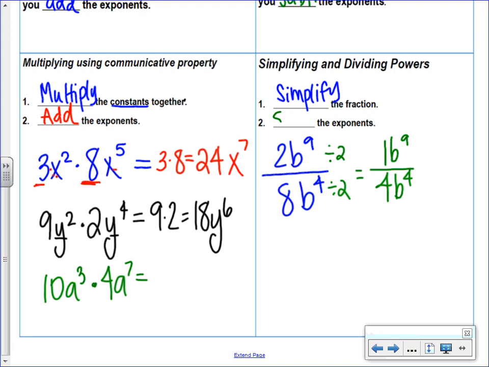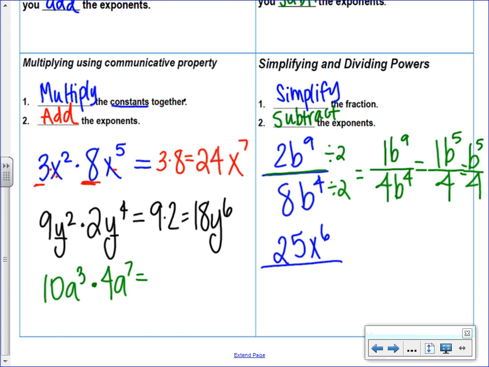Next, I'm going to subtract the exponents, because I'm dividing, because a fraction bar means to divide. So 9 minus 4 is 5. So you have 1b to the 5th over 4. Or just b to the 5th over 4. You don't have to have the 1, but if you feel more comfortable with the 1, that's fine too. All right, you guys try this one. 25x to the 6th over 5x to the 8th. You guys try that one. Pause the video.